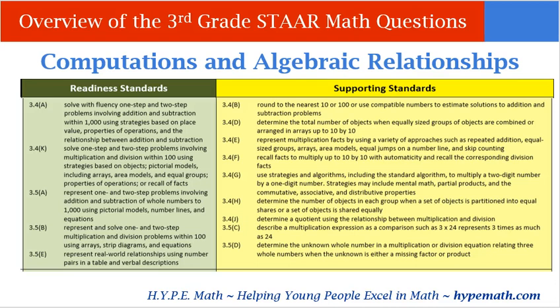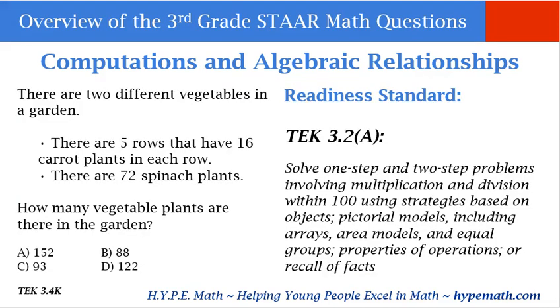Let's look at some sample questions. You're doing great. For this readiness standard is TEK 3.2a. Solve one-step and two-step problems involving multiplication and division within 100 using strategies based on objects, pictorial models, including arrays, area models, and equal groups, properties of operations, or recall of facts. So in this sample question, it says there are 2 different vegetables in the garden. There are 5 rows that have 16 carrot plants in each row. There are 72 spinach plants. How many vegetable plants are there in the garden?